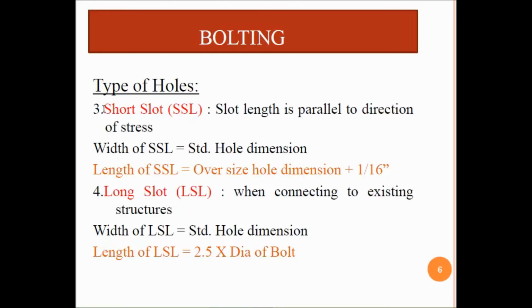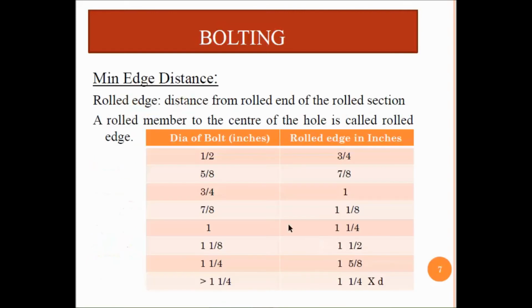The third one we have is the short slot. The slot length is parallel to the direction of stress, and the width of a short slot is equal to the standard hole dimension, and the length of a short slot is equal to the oversized hole dimension plus 1/16 inch. And for a long slot, used when connecting to an existing structure, the width of a long slot is equal to the standard hole dimension, and the length of a long slot is equal to 2.5 times the diameter of the bolt.